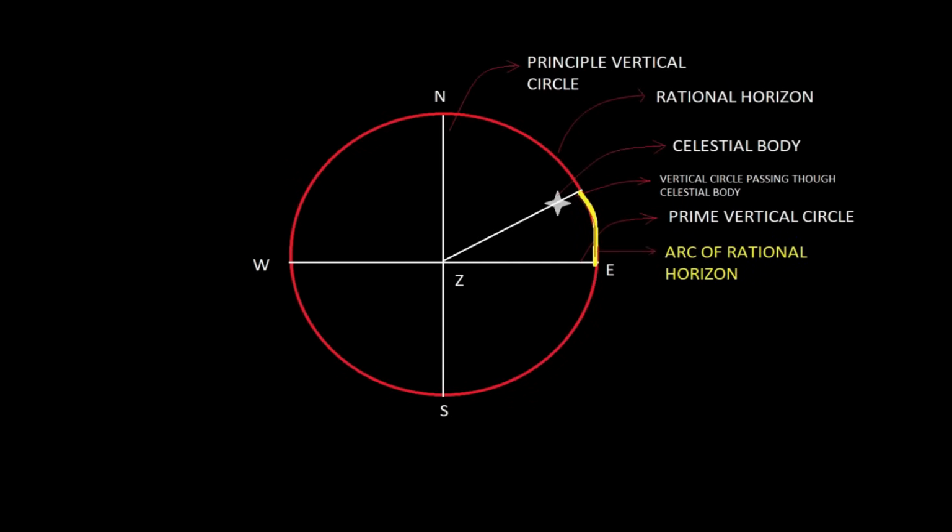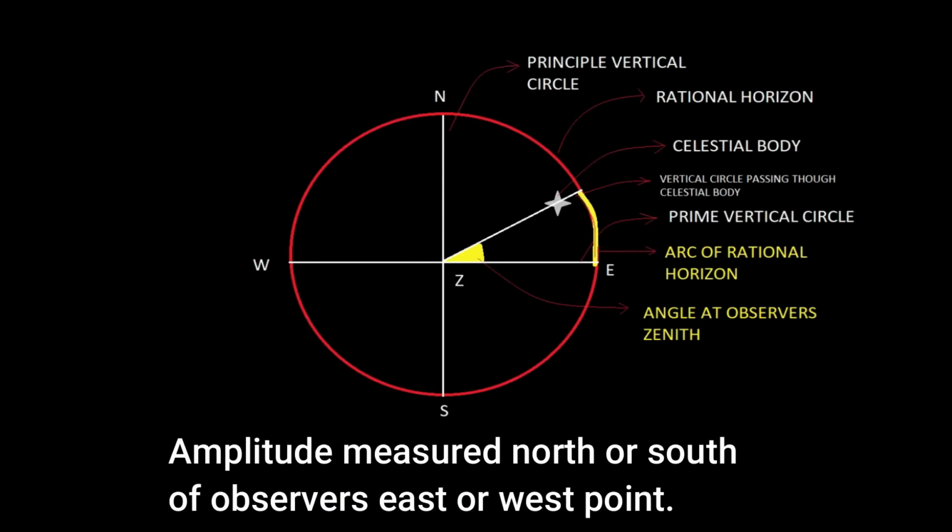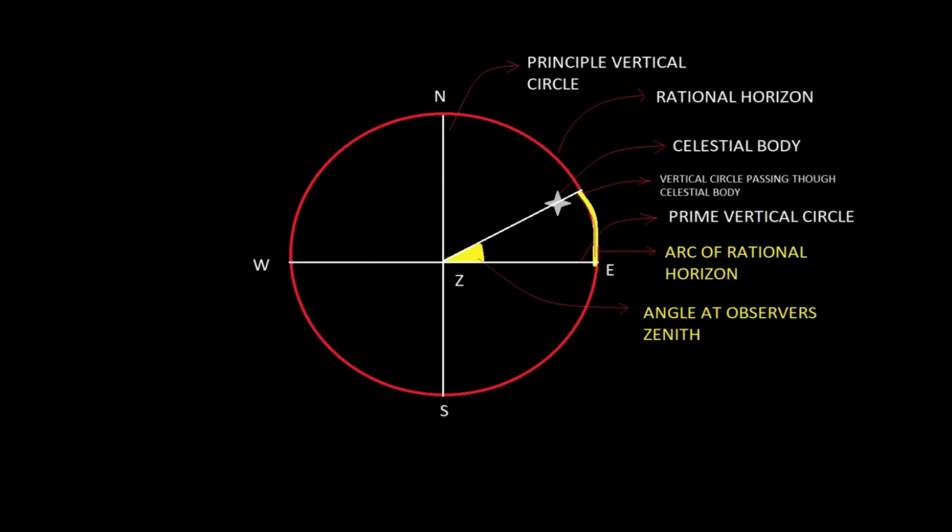Amplitude. It is the arc of rational horizon or the angle at zenith contained between prime vertical and vertical circle through the body when it is on rational horizon, that is at the time of theoretical rising or setting, measured north or south from the observer's east or west point, expressed as east 20 degrees south or west 10 degrees north.